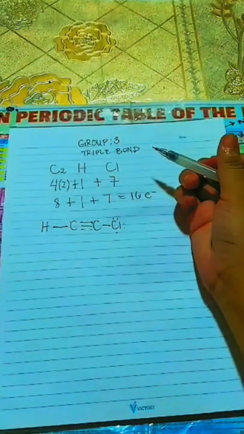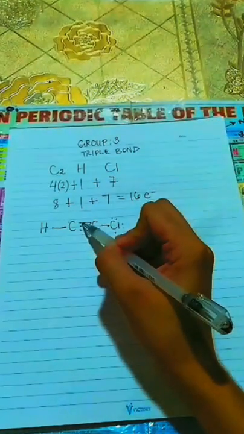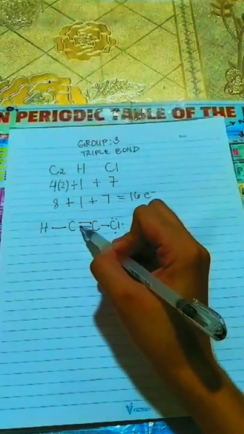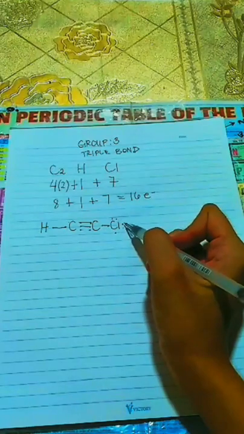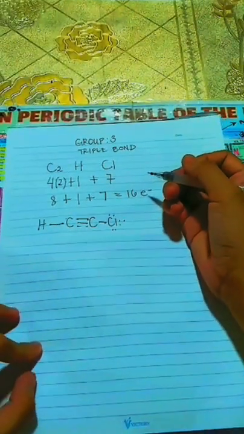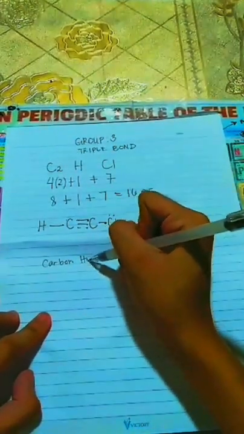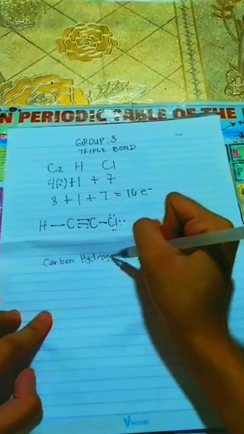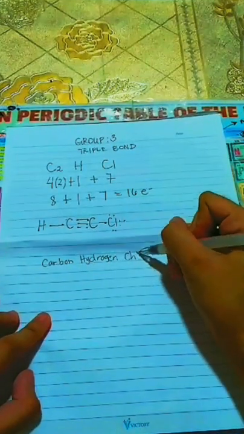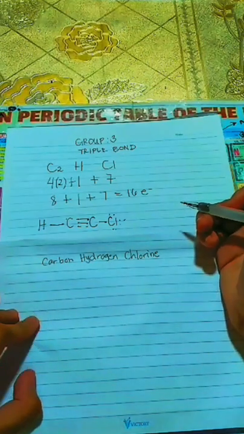And now let's count the dots. 1, 2, 4, 6, 8, 10, 12, 14, and 16. And now the naming is carbon, hydrogen, chlorine. Then I want to do the naming in binary covalent.